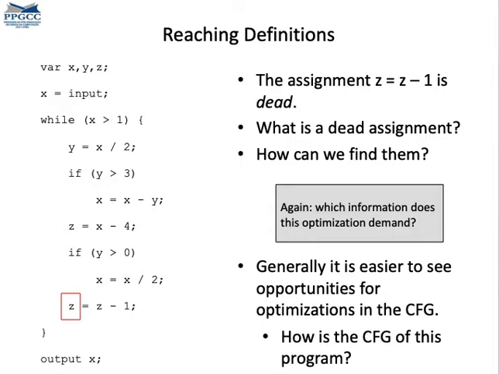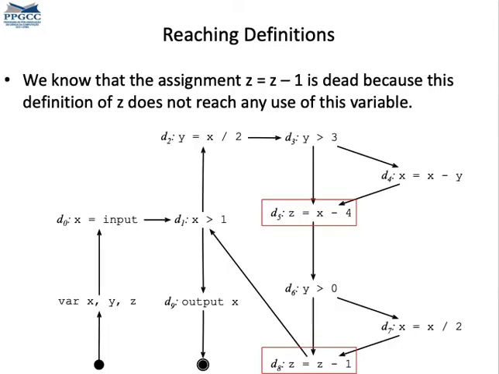Can you try to think about ways to find out such definitions? In this case, do you know why the definition of z in the red box is dead? Usually, it's easier to see opportunities for optimizations in the CFG. Let's take a look into the CFG of this program. Here it is, the CFG.